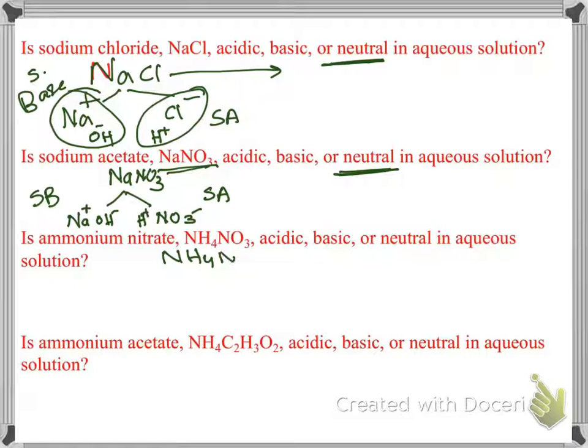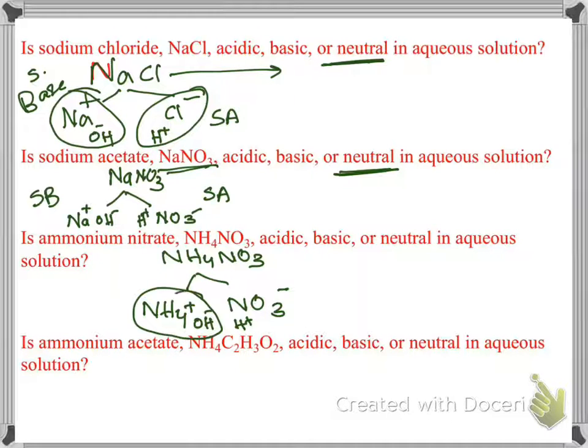Ammonium nitrate, break it down into ions. What is it made up of? Ammonium ions and nitrate ions. Remember, we write down OH next to the positively charged ion and H plus next to the negatively charged ion. So it is made up of ammonium hydroxide and nitric acid. Nitric acid is a strong acid, ammonium hydroxide is a weak base.